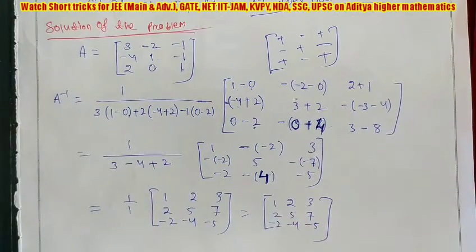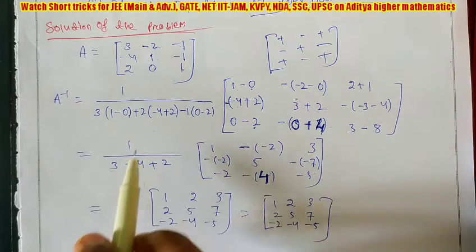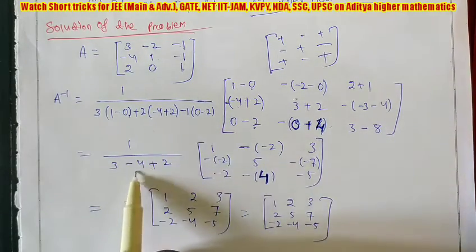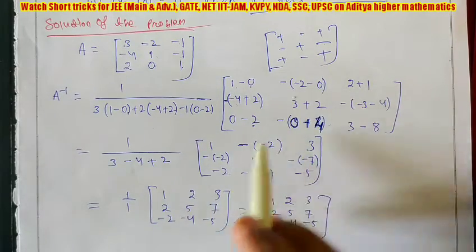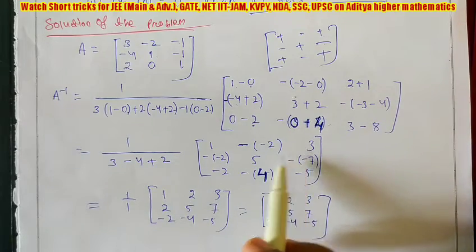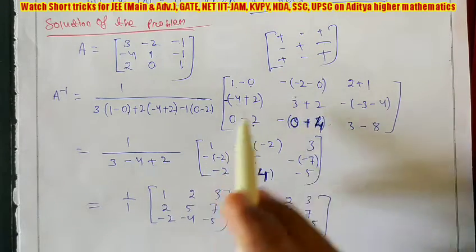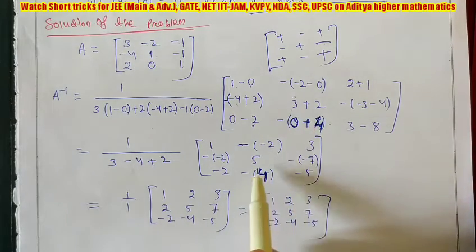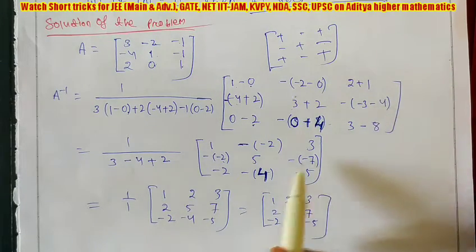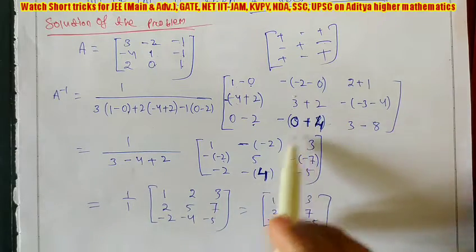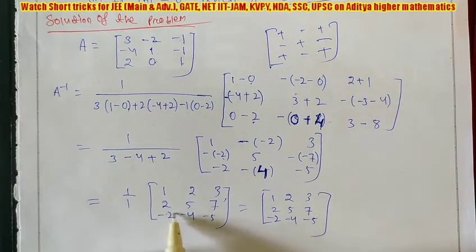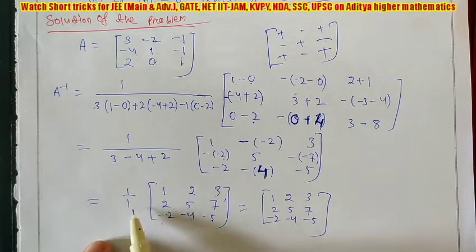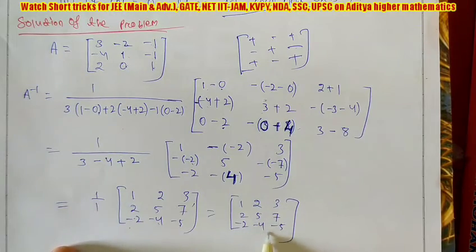Okay. Now simplify the values. This is 3, and minus 2 is minus 4, and this is plus 2. Now 1, it is minus 2, this is 3. Simple calculations, plus or minus only. Minus, inside it is minus 2. Now 3 plus 2 is 5, minus 3 minus 4 is minus 7, minus 2 minus 4 is minus 5. So we finally got 1 2 3 2 5 7 minus 2 minus 4 minus 5, and the factor outside it is minus 1. So we got 1 2 3 2 5 7 minus 2 minus 4 minus 5.